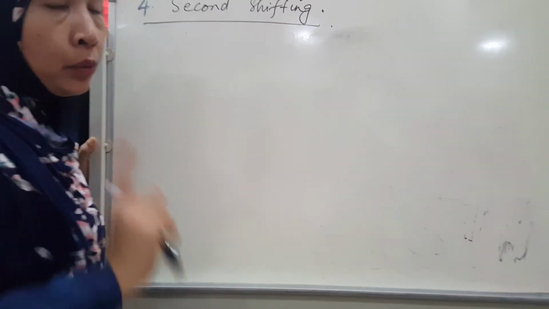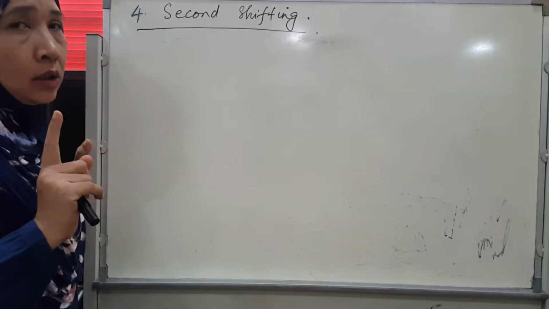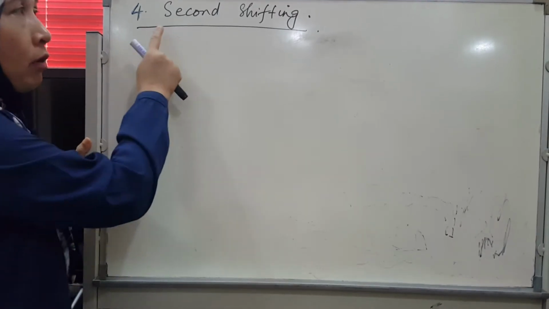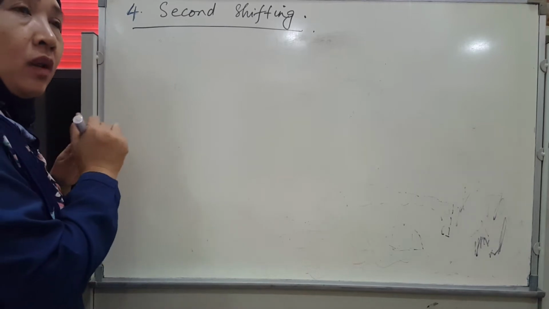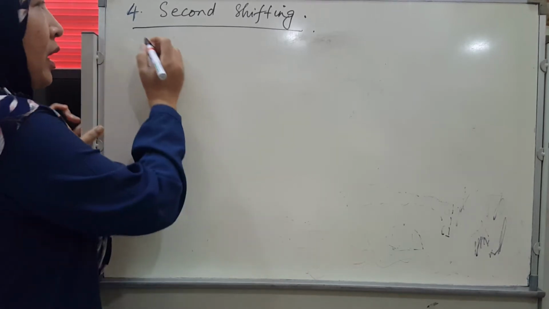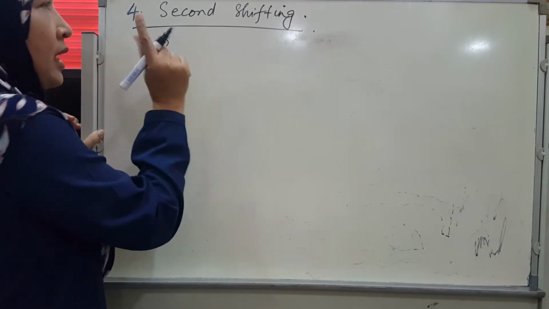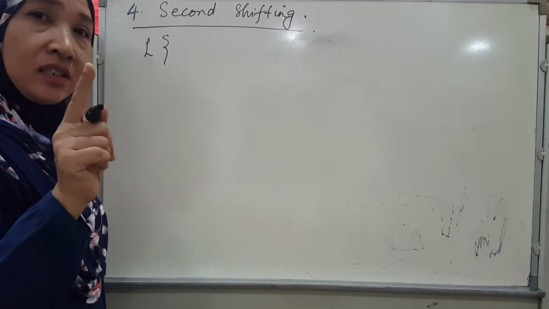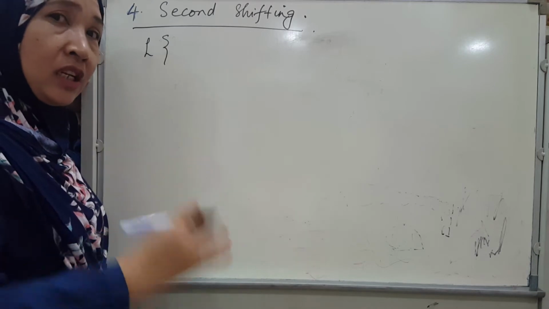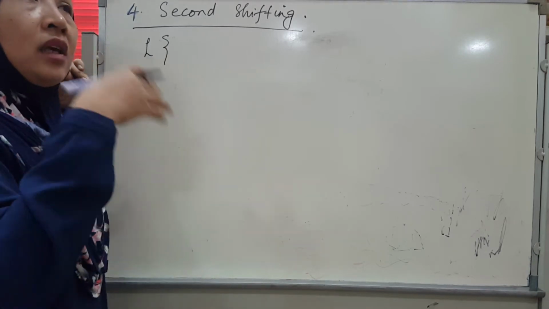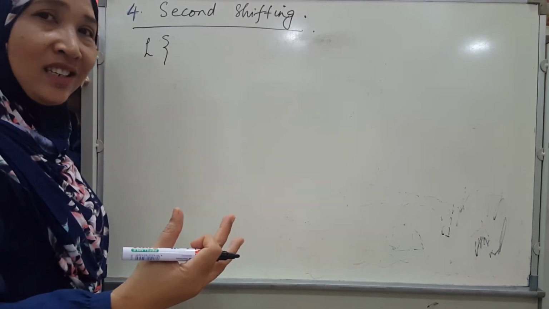Okay, now we go on with our next property. So number 4, what we call second shifting. Remember our second shifting in our Laplace transform previously? Laplace of second shifting is related to what? Piecewise function, right? We have a piecewise function, and then we have to transfer our piecewise function in terms of unit step function.